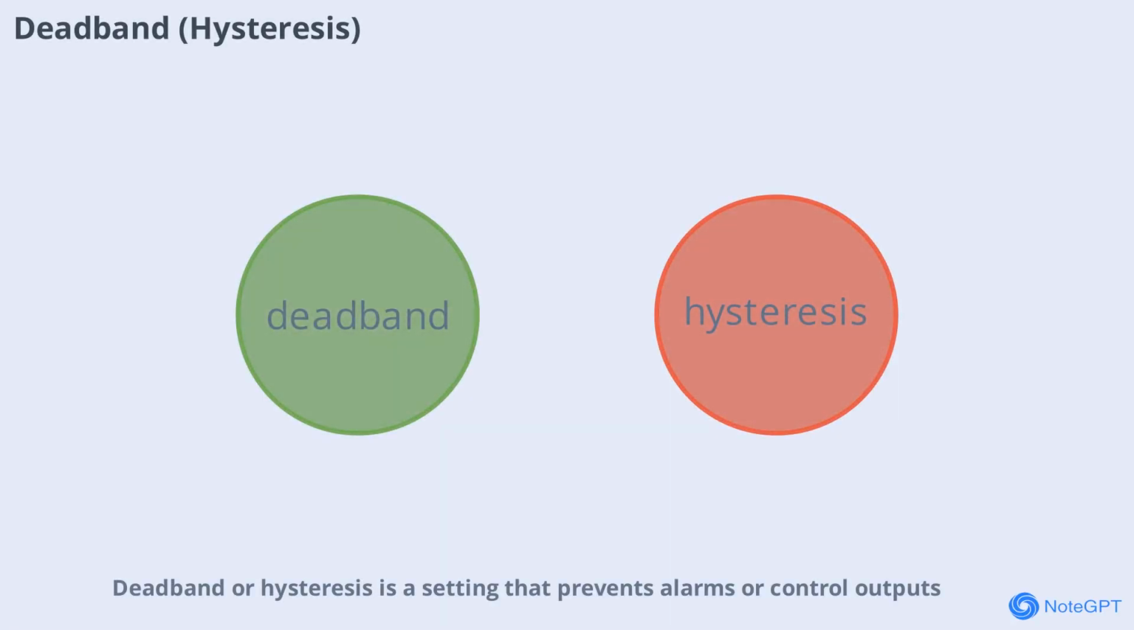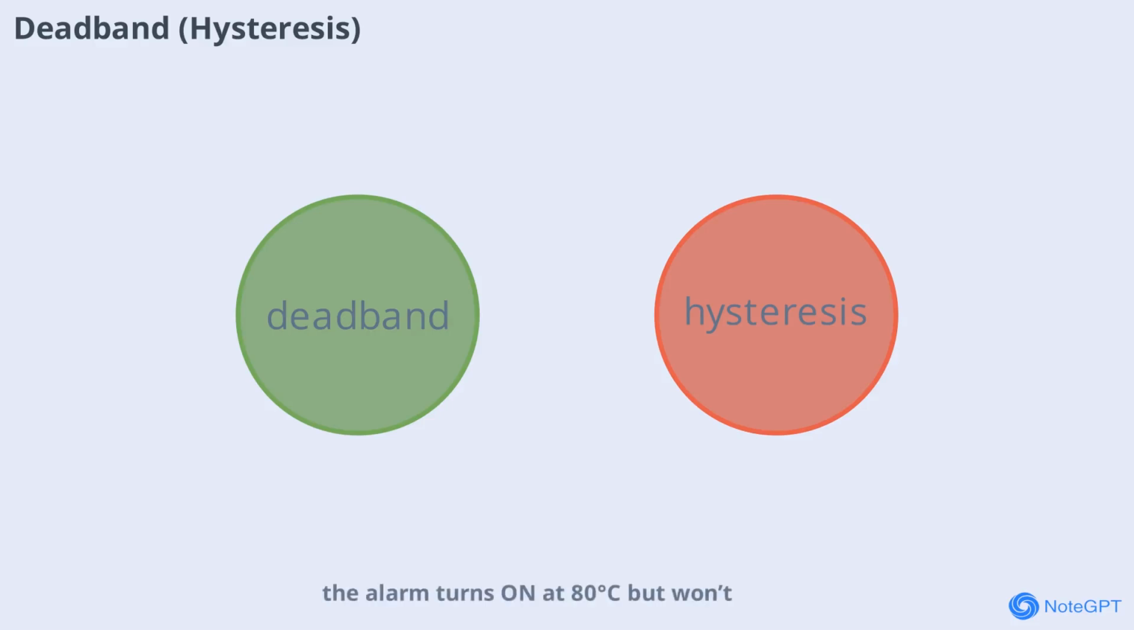Deadband, or hysteresis, is a setting that prevents alarms or control outputs from toggling rapidly when a signal hovers near a limit. For example, if a high alarm is set at 80 degrees C with a 2 degrees C deadband, the alarm turns on at 80 degrees C but won't turn off until the temperature drops below 78 degrees C. This prevents nuisance alarms and ensures stable control.